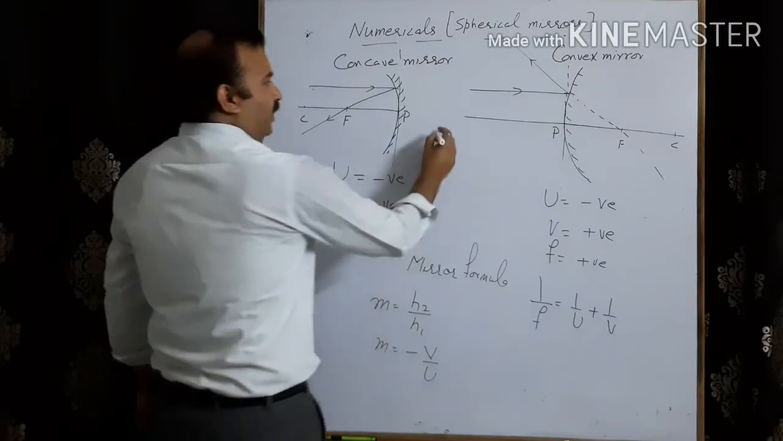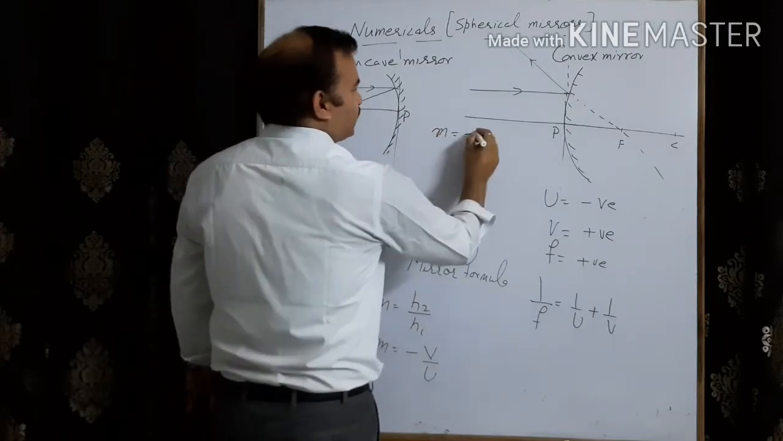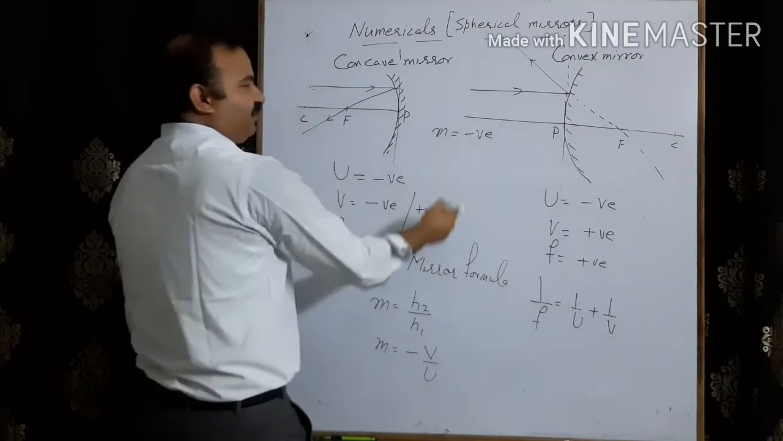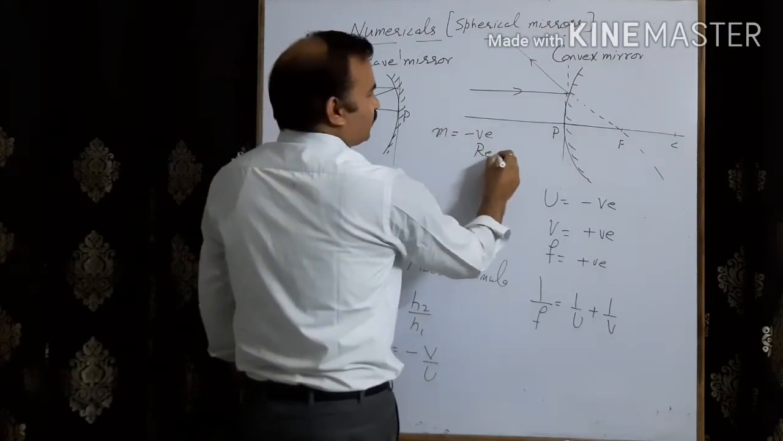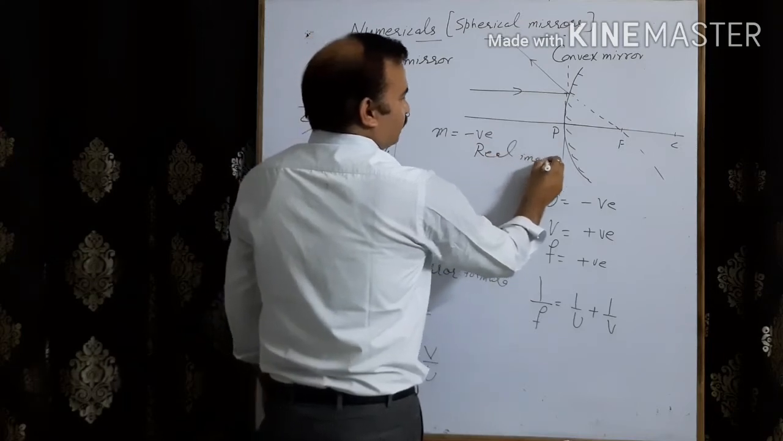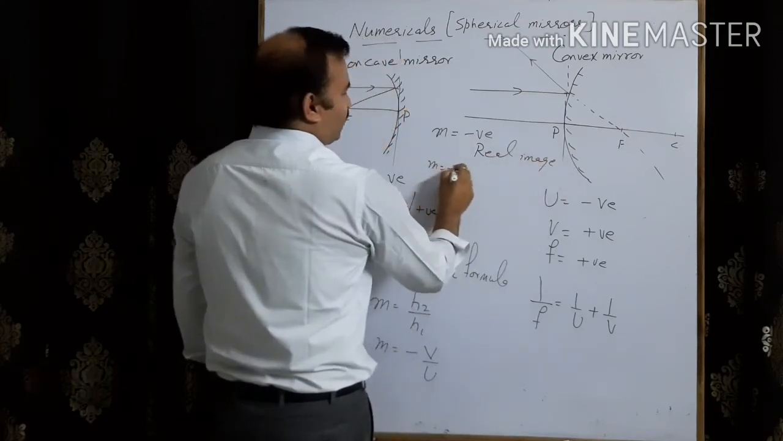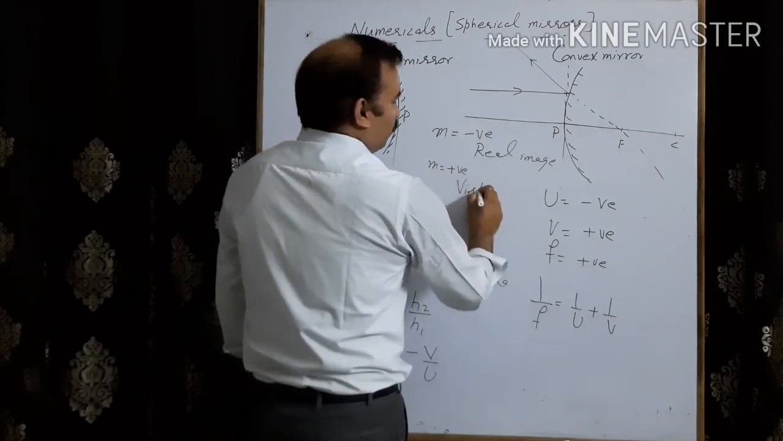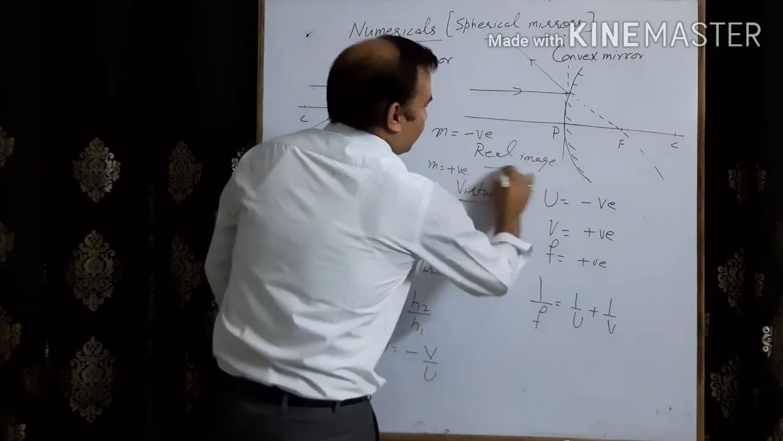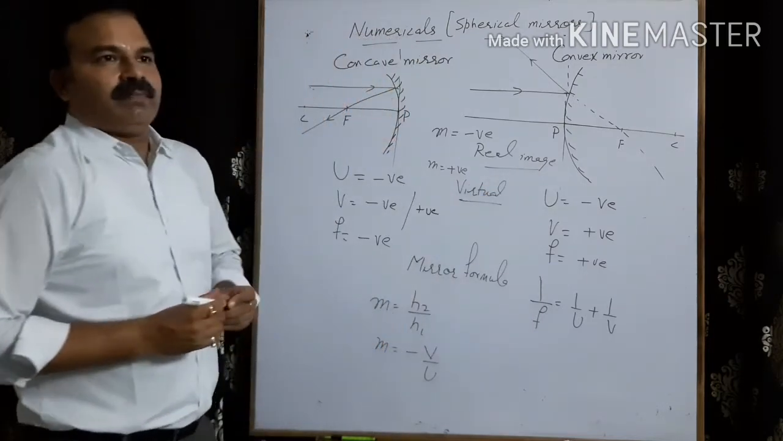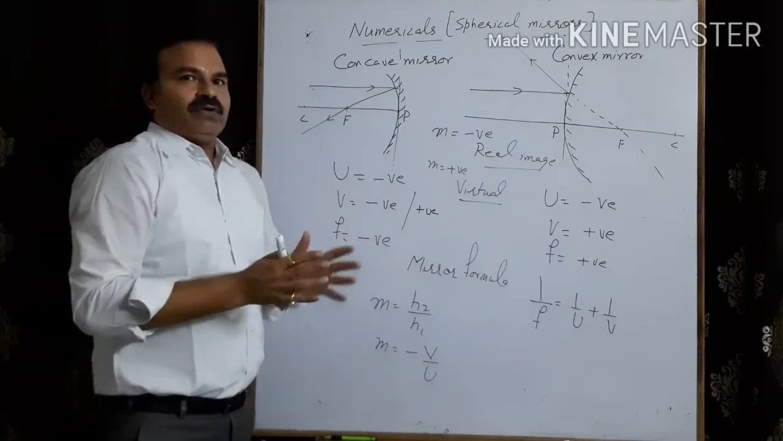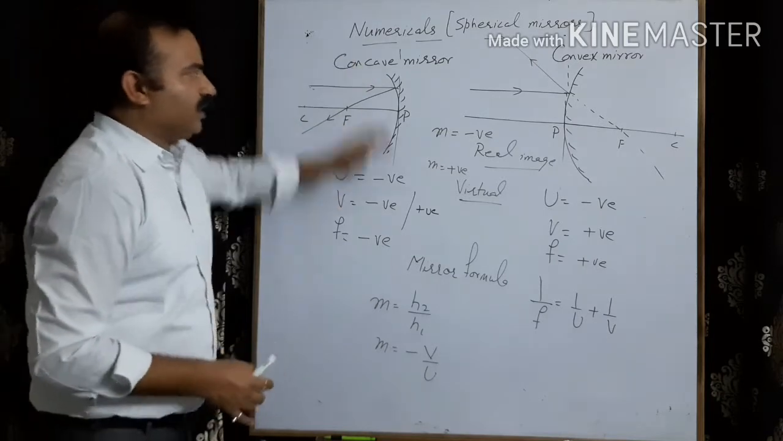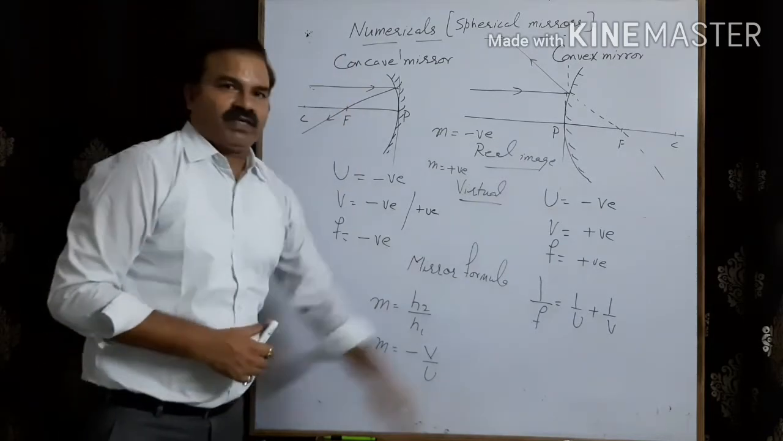Now these are the points to be remembered. If magnification is negative, the image is real, and if magnification is positive, the image will be virtual and erect. Also you have to remember the table which is drawn on the basis of the position of the object and position of the image in case of concave mirror or convex mirror.